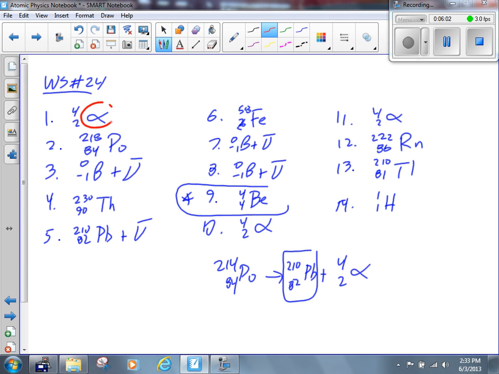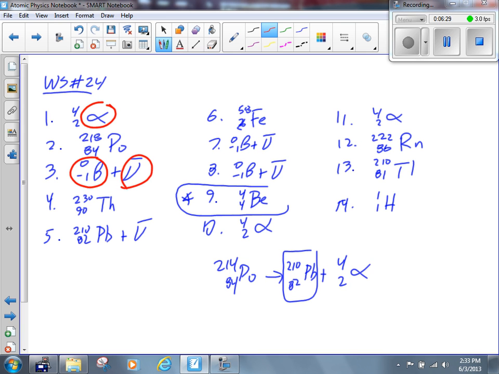What could I have changed this to? 4,2 alpha is exactly the same as 4,2 what? Helium, yeah, 4,2 helium. What could I have changed this to? 0 minus 1 beta is exactly the same thing as 0 minus 1 E, an electron. Good.